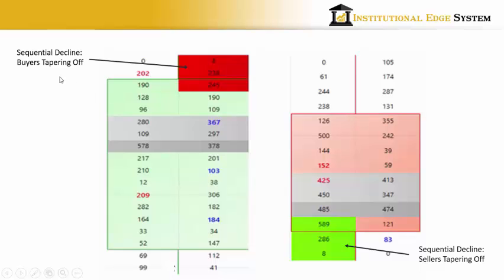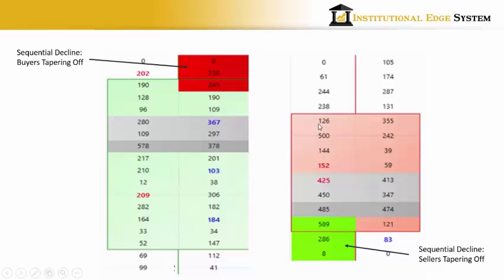The first one is sequential decline. This is when either buyers or sellers start to back away from a particular price point, and this happens at the tip of a candle. Without this information, I'd otherwise be trying to interpret a tail of some sort. But thanks to order flow sequence tracking, I now know when buyers are starting to back away. And there it is: 245, 238, and 8. As price went up, they're now starting to back away from that price level with sequentially declining positions.